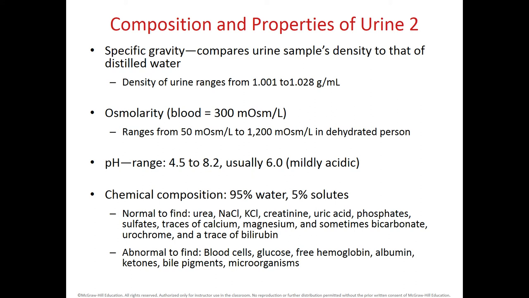And the chemical composition is made up of 95% water and 5% solutes. So some of the solutes that you will find in urine are urea, sodium chloride, potassium chloride, creatinine, uric acid, phosphate, sulfates, calcium, magnesium, bicarbonate, urochrome, and a trace of bilirubin. Some things that you shouldn't find in urine are blood cells, glucose, free hemoglobin, albumin, ketones, bile pigments, and microorganisms.